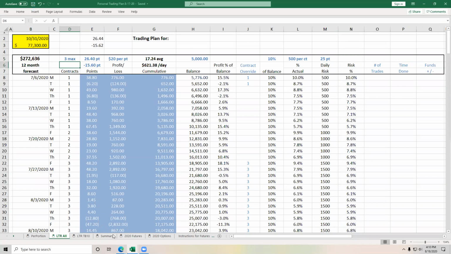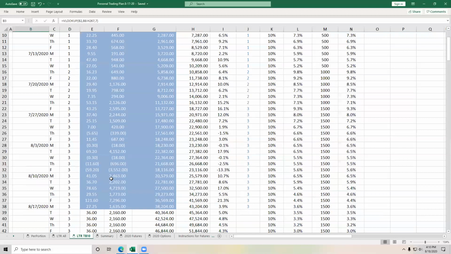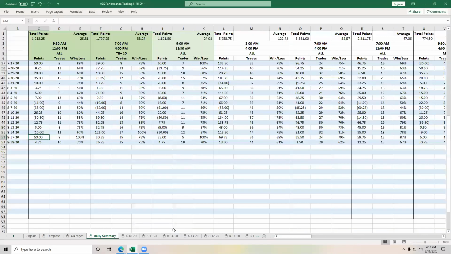All right, so let's take a look at our second category now. That is the trend bias only trades from 7 a.m. to 4 Eastern. We did 26 and 3/4 points today.